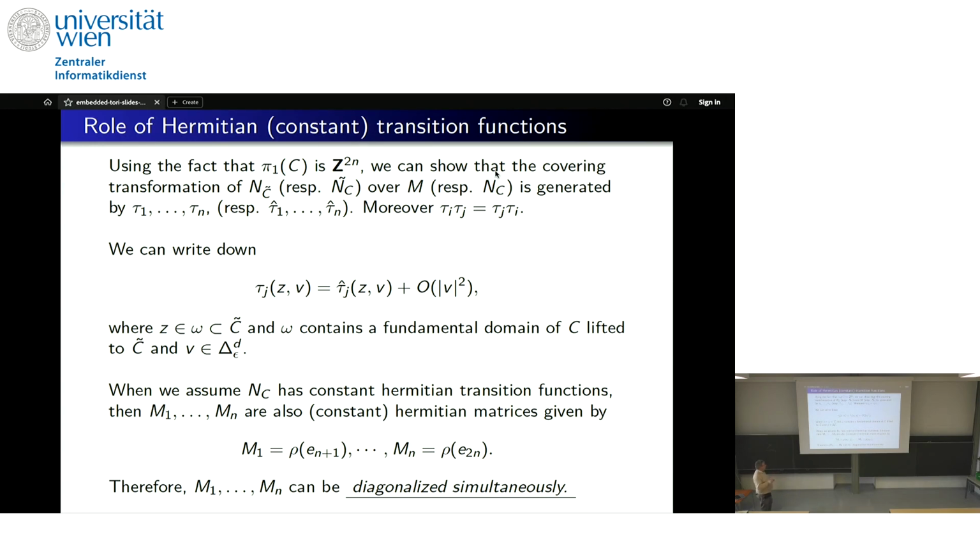And so, of course, as I assume that NC has a constant Hermitian transition function, and you have an abelian group, you can diagonalize them simultaneously. And that's what we do here. They can be diagonalized simultaneously. Yeah, sorry? Why do they commute? Because of the pi1. You are on the cylinder.